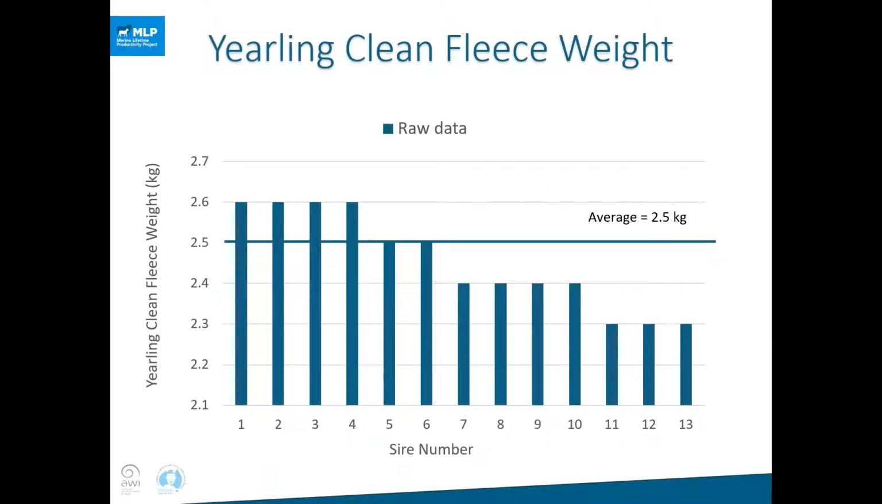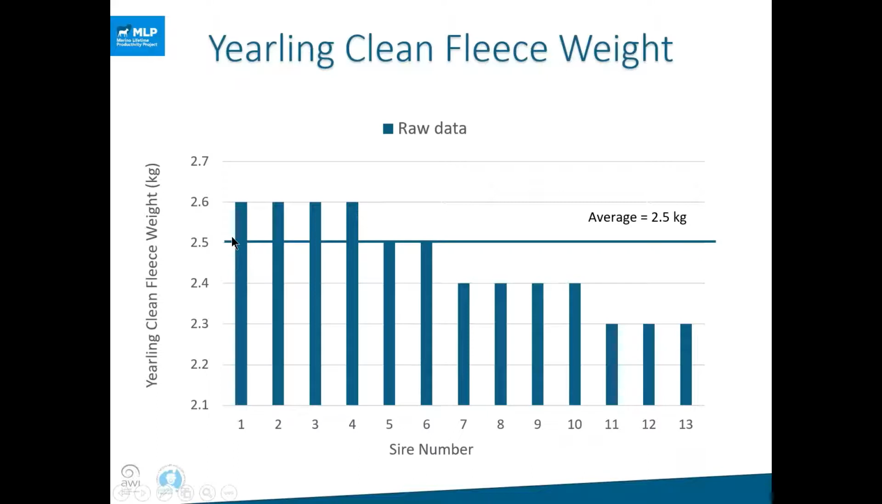Here's just an example that we'll use as we go along. This is the yearling clean fleece weight for the 2017 drop ewes. I've ranked the sires from 1 to 13 along the bottom. I haven't put their sire names there, you can look those up. I've ranked them from the one with the highest yearling clean fleece weight down to the lowest. The average yearling clean fleece weight was 2.5 kilograms, which is this line along here.